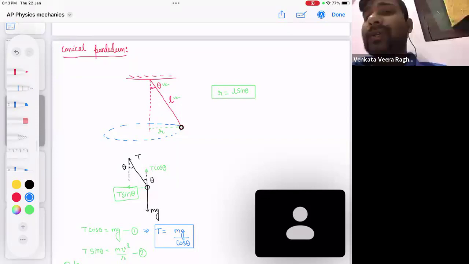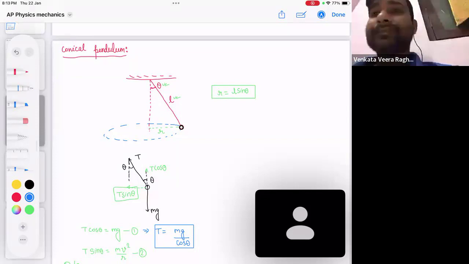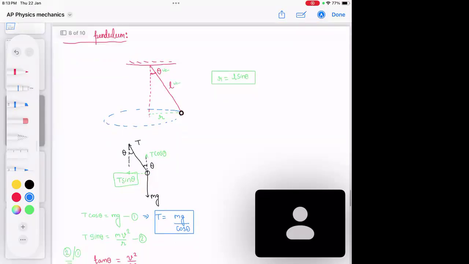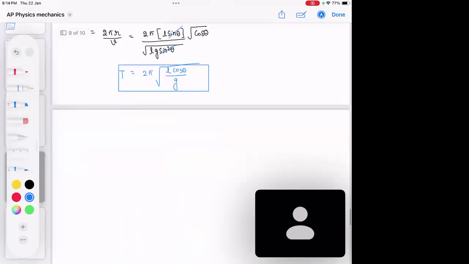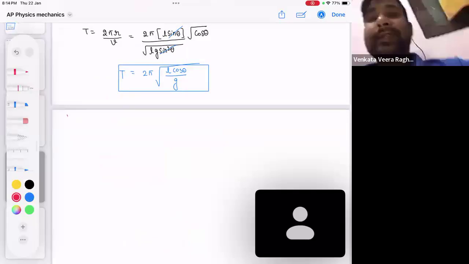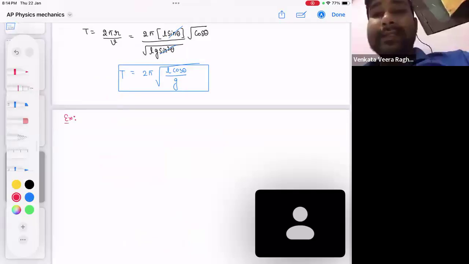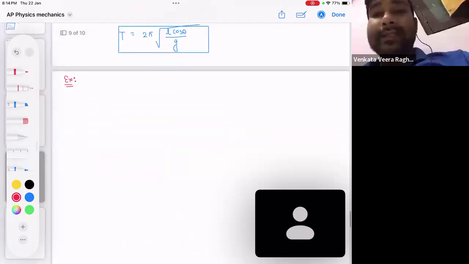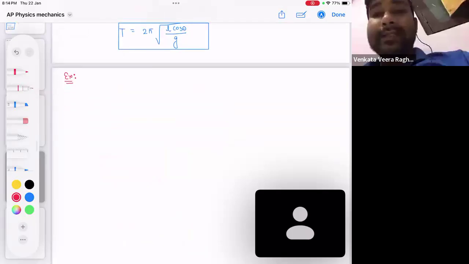Okay, understood? Please tell me, is this one clear? Yes, sir. Right. Okay, let's discuss the next one. So understood these questions? These are all the questions based on the circular motion only, okay? Right?